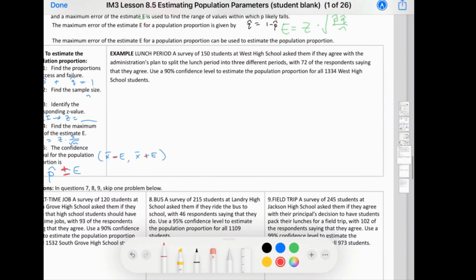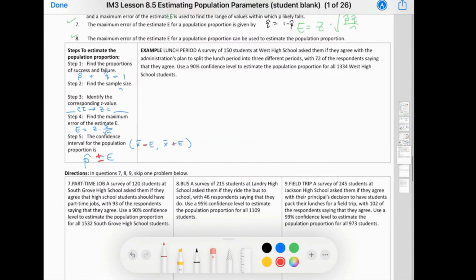All right, let's try that with the lunch period. This is in your textbooks, if you wanted to know, on page 406, example number 3. A survey of 150 students, so I'm going to stop, and as I read, I'm going to annotate.